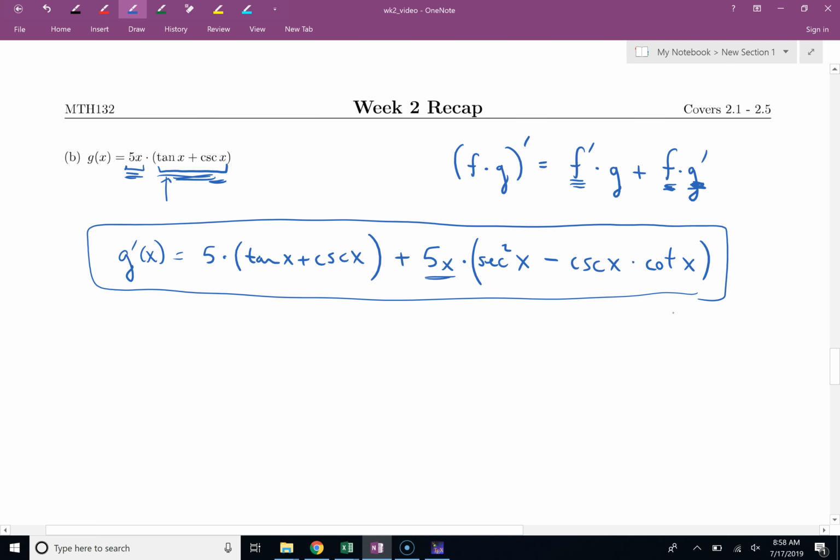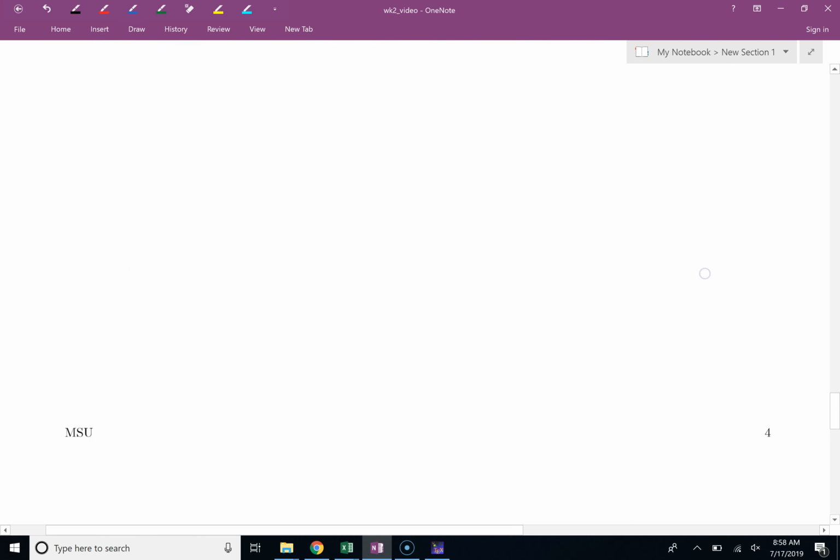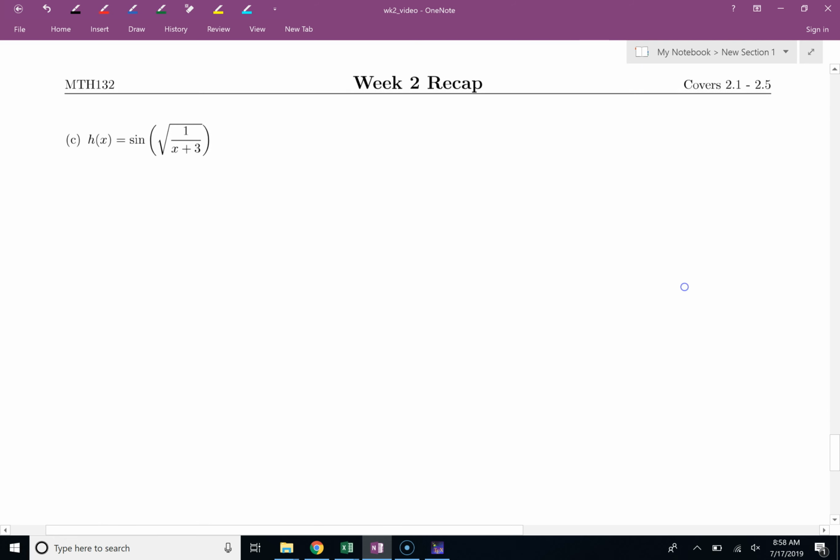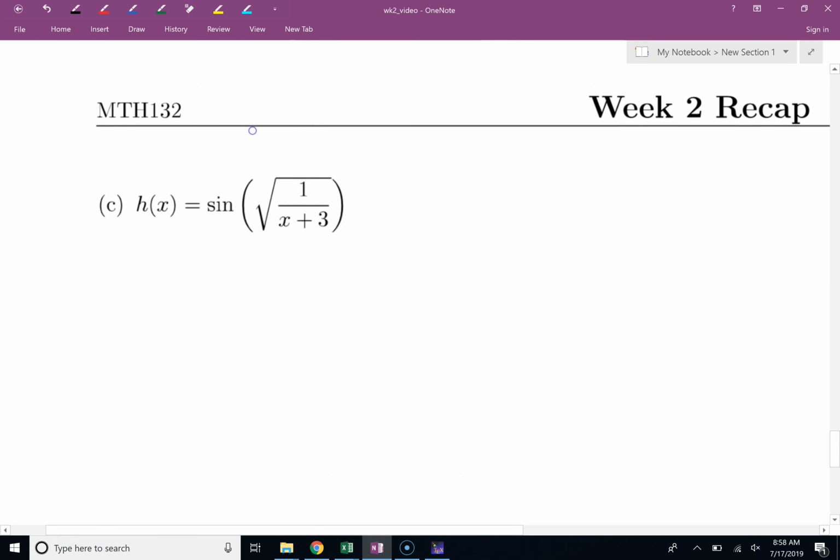All right, so there is the product rule. The last one that we're going to go over today is going to be the chain rule. And this one actually has multiple things going on. With these more complicated problems, I'm going to show you a nice way to break these things up. Let's review before we actually get into it. We need to use the chain rule because we have this more complicated function, the square root of 1 over x plus 3 inside of the sine function. Whenever you have functions inside of functions, this is when you need to use the chain rule.